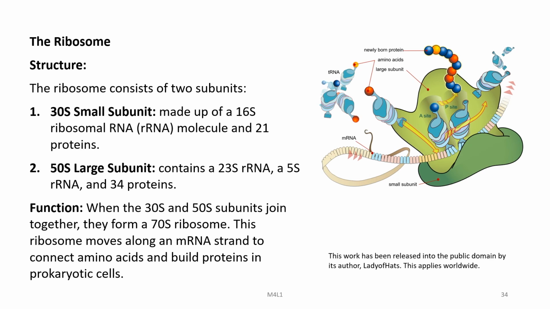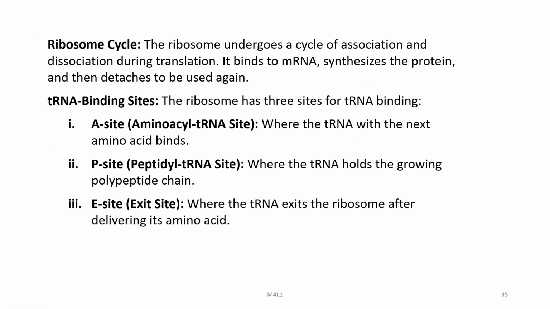So, once again let us look into the structure of the ribosome, which has two subunits in prokaryotes. The 30S small subunit is made up of a 16S ribosomal RNA molecule and 21 proteins. Then the 50S large subunit contains 23S rRNA, a 5S rRNA and 34 proteins, and their function is to help in protein synthesis. When the 30S and 50S subunits join together, they form the 70S ribosome. This ribosome moves along an mRNA strand to connect amino acids and build proteins in prokaryotic cells.